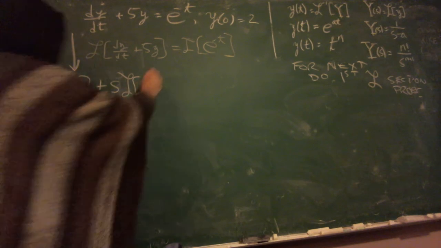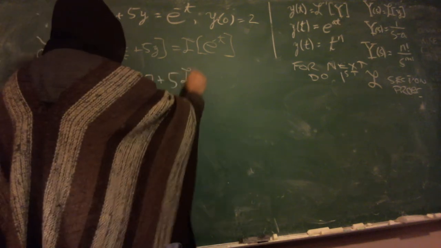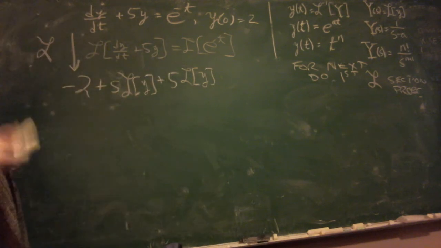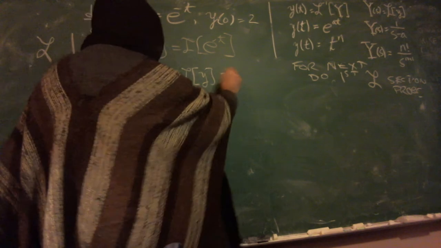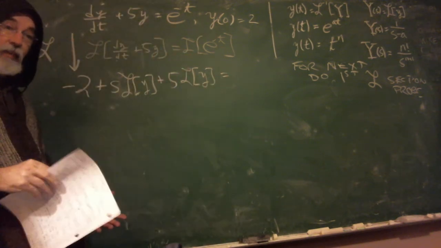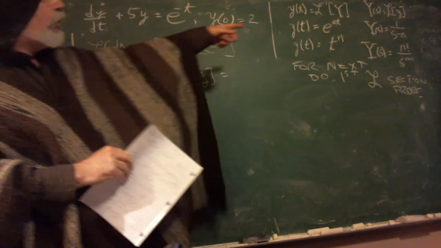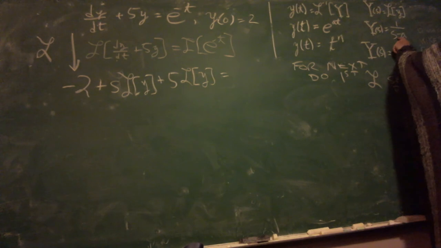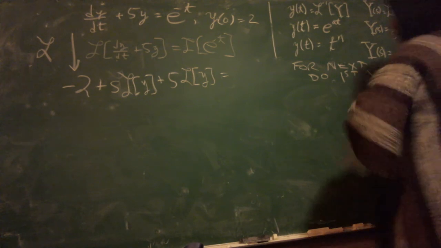Plus, now we use another property of the Laplace transform. What's the Laplace transform of 5y? Well, it's 5 times the Laplace transform of y. This is equal to, now I'm going to do the Laplace transform of e to the negative t. I actually have a function of t. And according to my table, a is -1, so this is 1 over s minus -1. That's 1 over s plus 1.